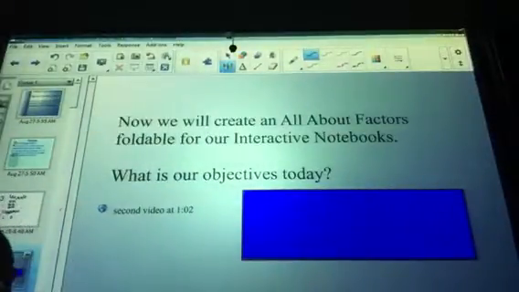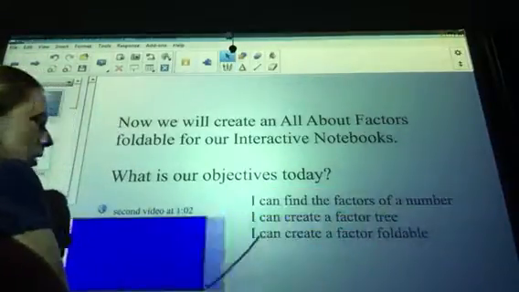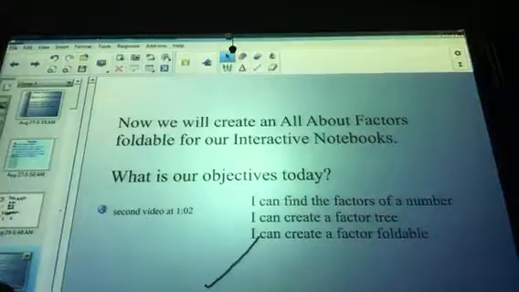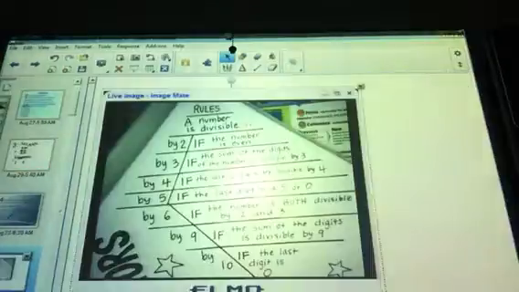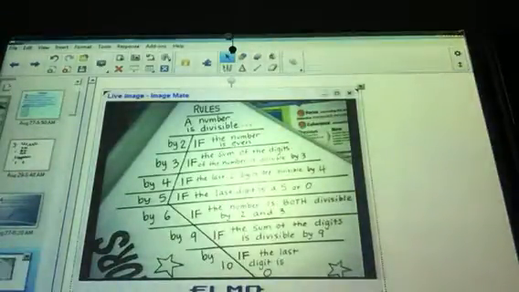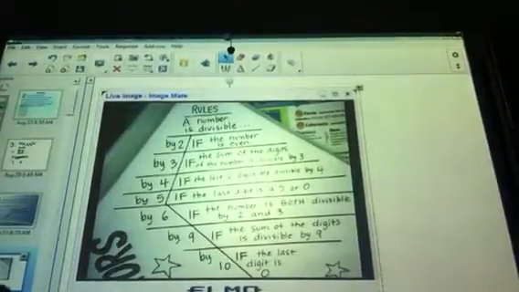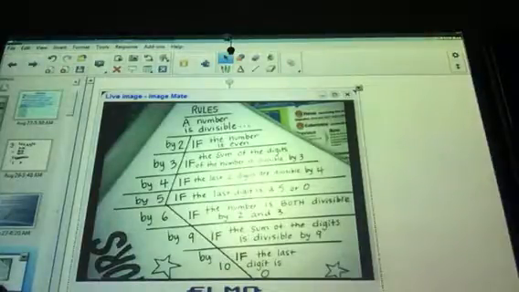All right, our objectives for today. You're going to be able to create factors of a number, you're going to create a factor tree, and you're going to create a factor foldable. All right, next we're going to be looking at how to make a factor foldable. Before we do that, I want you to get that foldable out, and if you don't have it, it's going to be uploaded on Schoology, and I want you to take a moment and fill in these notes. Okay, make sure that you pause right now to go ahead and take these notes down. When you're ready, go ahead and hit play and move on.